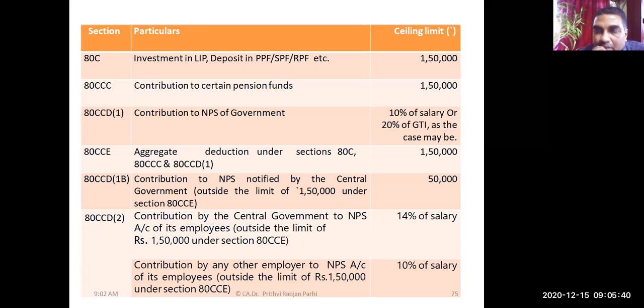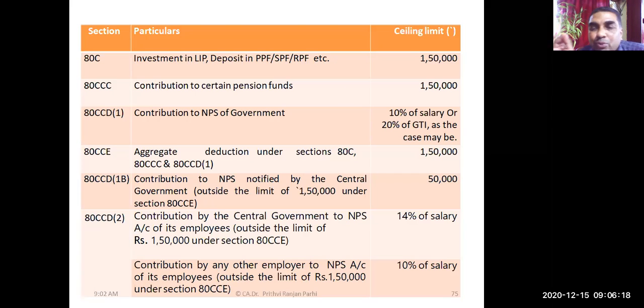Quickly, first of all, friends, you know there is a list of investments which are covered under section 80C. You can make investment in those schemes like life insurance, National Savings Certificate, Public Provident Fund, Statutory Provident Fund. All these deposits can be made, but the overall limit is 1,50,000. This is as per section 80C. 80CCC talks about certain pension funds only, not other schemes. There also one can contribute, but the overall limit is 1,50,000 again.